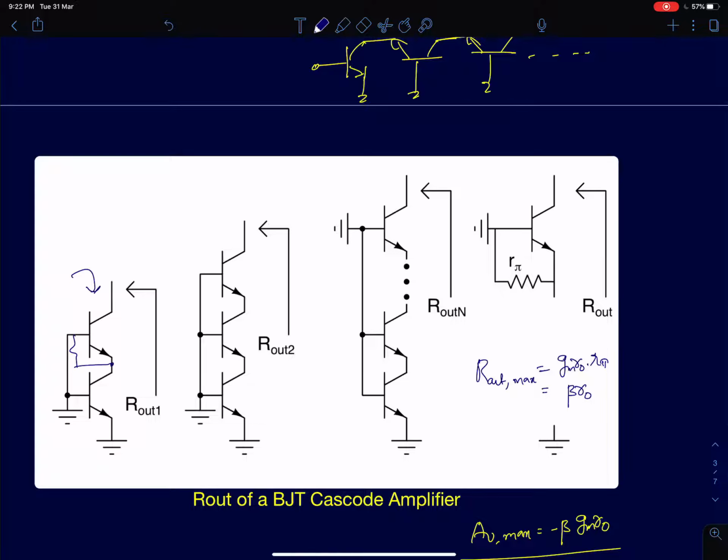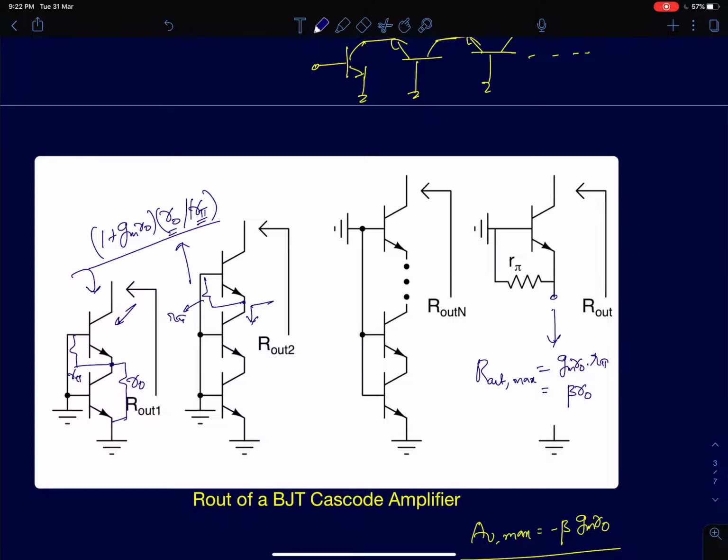Okay, so that R pi, if you recall, is going to limit your output resistance. The output resistance of this stage is going to be 1 plus gm R0 times the R0 here, and R pi will come in parallel with R0. So you're always going to get an R pi in parallel with R0. Even here I'm going to have an R pi that will come in parallel with whatever resistance I see here.